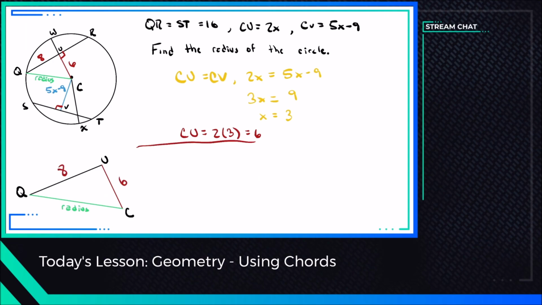And now to find our radius, let's use the Pythagorean theorem. So our radius squared is going to equal 6 squared plus 8 squared, or our big R squared is going to equal 100. Take the square root of both sides and we get R is equal to 10.